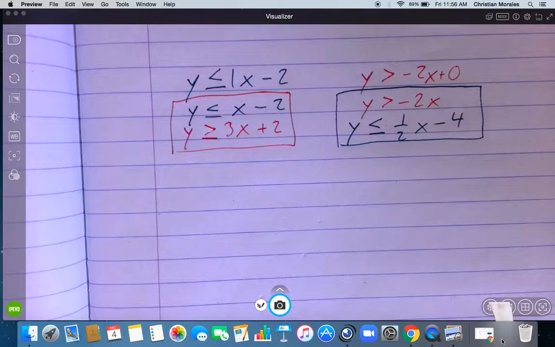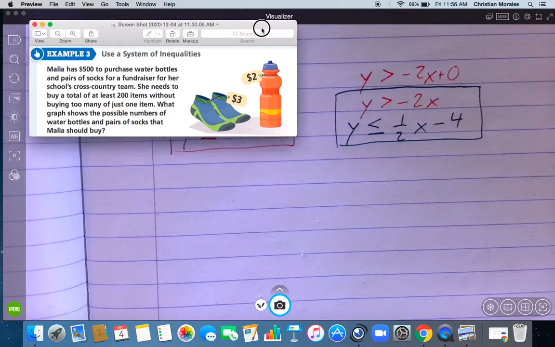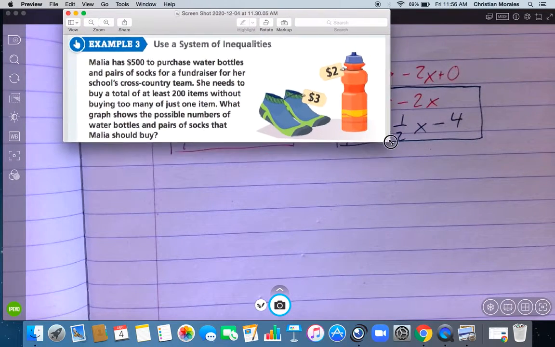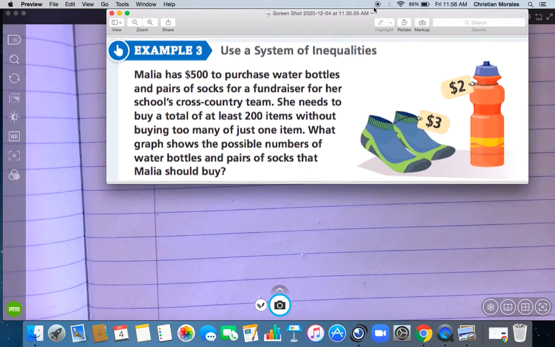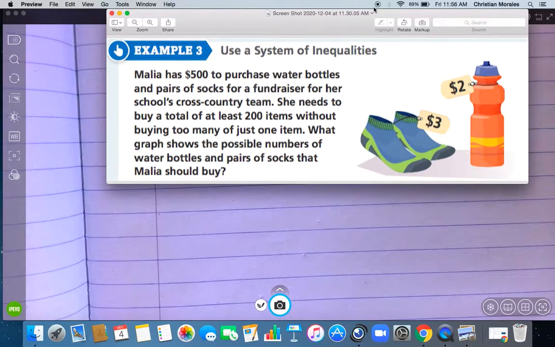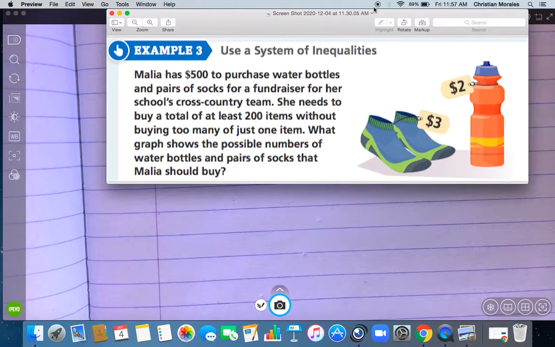All right, let's go to the word problem next. All right, let me make this a little bigger. Okay, now this word problem. Malia has $500 to purchase water bottles and pairs of socks for a fundraiser for her school's cross-country team. She needs to buy a total of 200 items without buying too much of just one item. So what graph shows the possible numbers of water bottles and pairs of socks that Malia should buy?